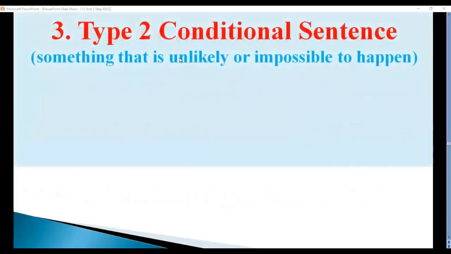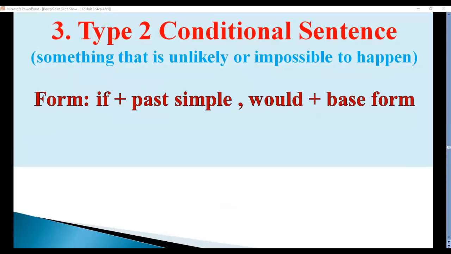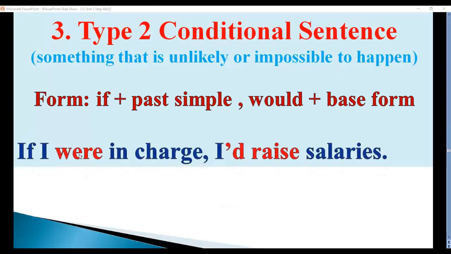Next, type 2. Conditional sentence. The action is impossible to happen. See here. After if we have past simple, here we have would plus base form. That's infinitive. Have a look at the example. If I wear, this is past simple, in a chart, I would raise. This is would, the short form of would, and this is the base form of the verb, or we can say infinitive. If I were in a chart, I would raise sellers. So with type 2, we have past simple, would plus base form.